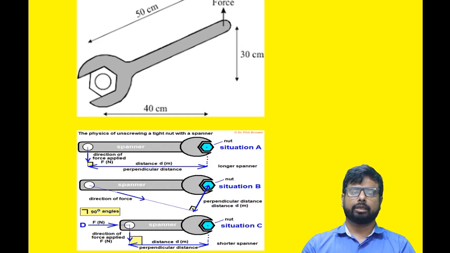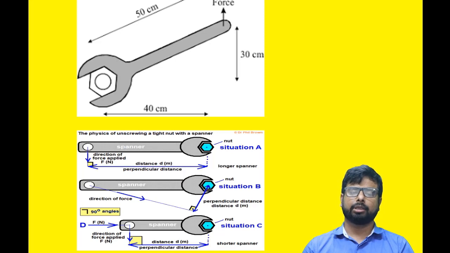Here, there is a spanner. We know moment equals force into perpendicular distance from the pivot. So which one is the perpendicular distance? First, look at the direction of the force. The direction of the force is vertically upward, so the perpendicular distance will be 40 centimeter.